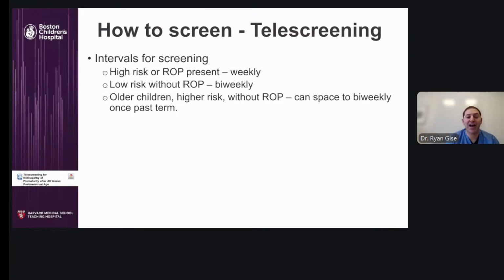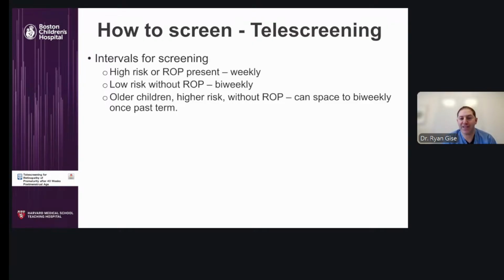Typically, high risk babies, or babies where retinopathy of prematurity is present on the image, will be seen weekly. For low risk babies, I use the DIGIROP screening algorithm. You can find it on the internet to help risk stratify. It's nice because all you need is the birth weight and gestational age.